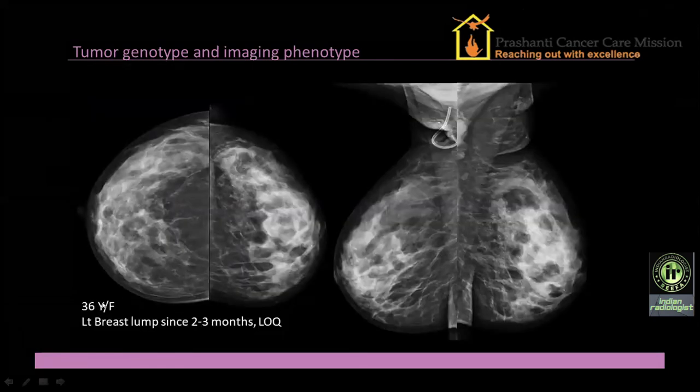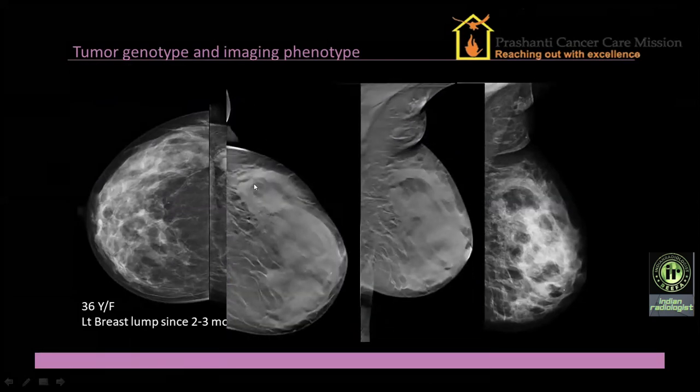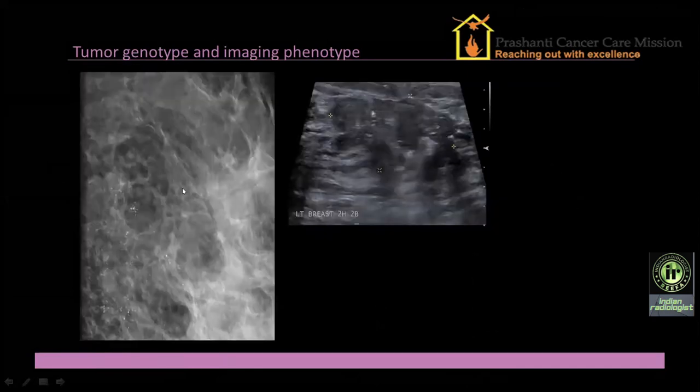Now here you have a 36-year-old lady who presented with a left breast lump. You can see the asymmetric density in her left breast. On the DBT images, we see this irregular mass here. And she also had pleomorphic microcalcification in a segmental distribution.